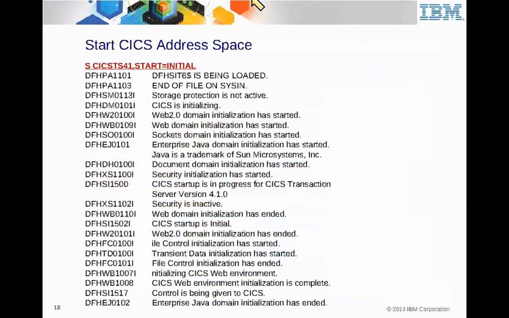And you'll see a bunch of messages coming out, DFH, and then look at this, see those subcomponents, like SM, storage management, W2, Web 2.0 domain, SO, socket domain. You can write CICS applications with TCP/IP sockets. EJ, enterprise Java domain. DH, domain. I'm not sure what DH really stands for. But anyway, you got the idea. SI, initialization. XS is internal security.